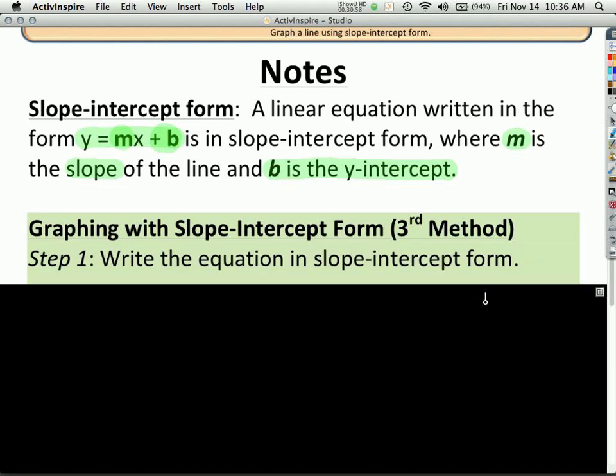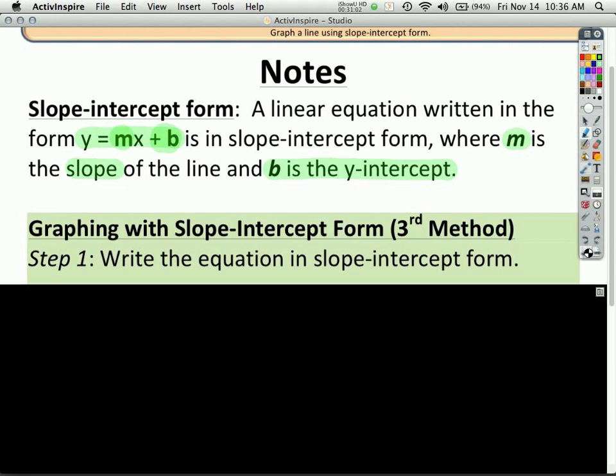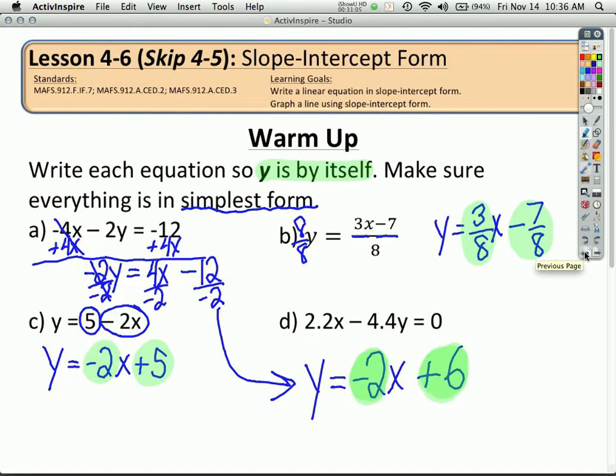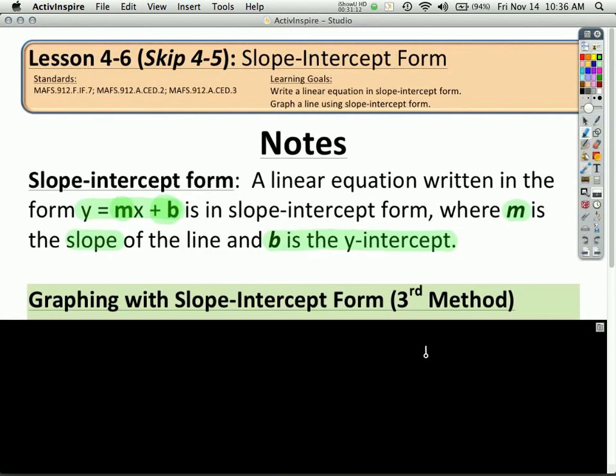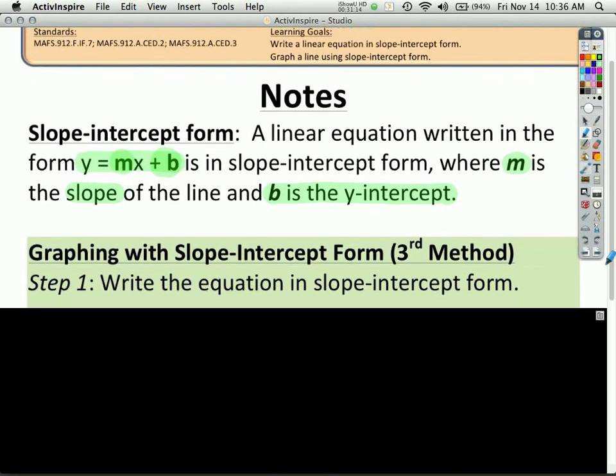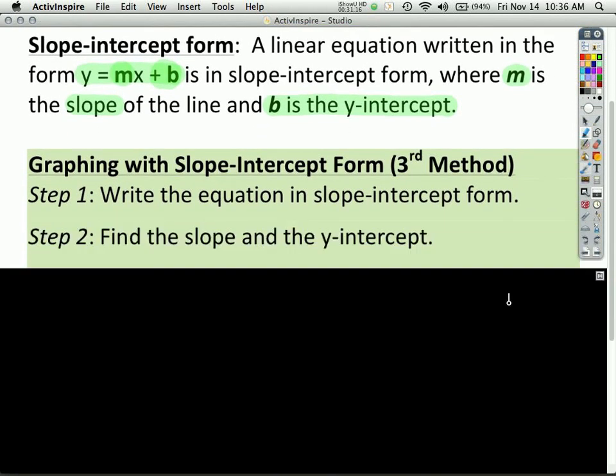Step 1, write the equation in slope-intercept form. Guess what? You just perfected that right here. We did 4 examples. Don't worry, we're going to do more. Step 2, find the slope and the y-intercept, but I just showed you that those are easy to pick out just by looking. That's the whole point. Step 2 is a joke. You just look and you know.